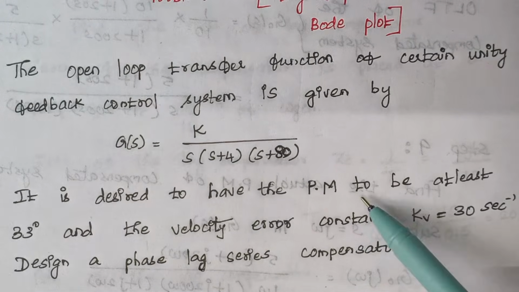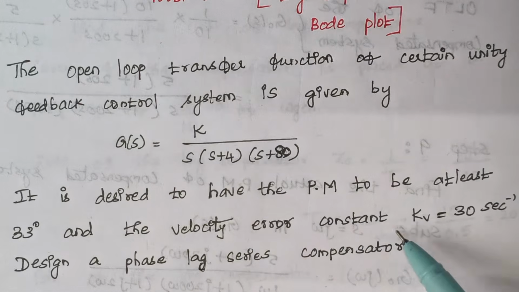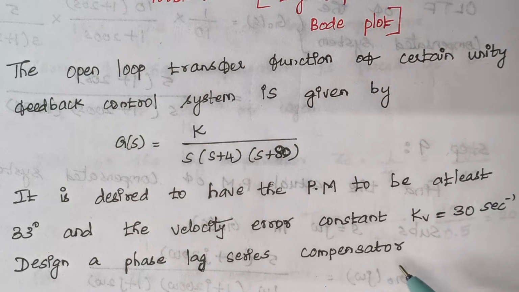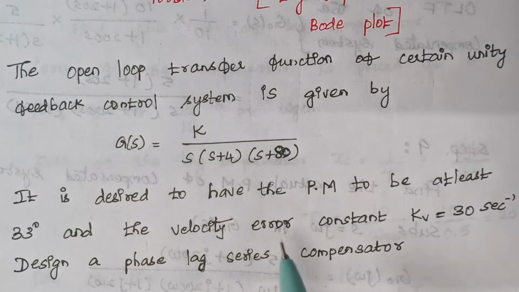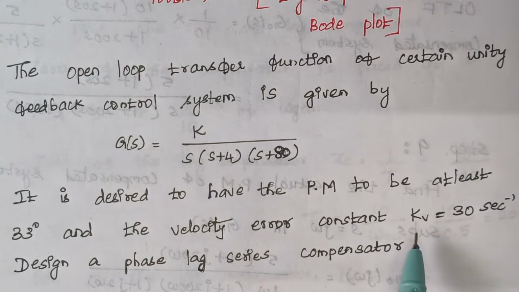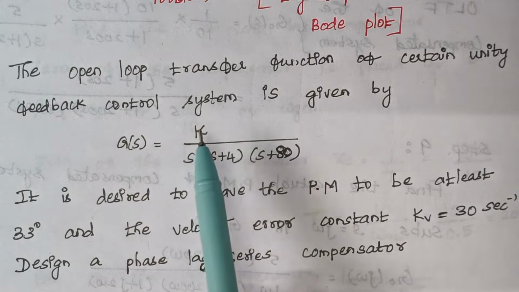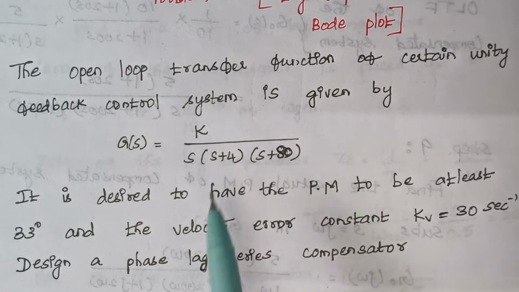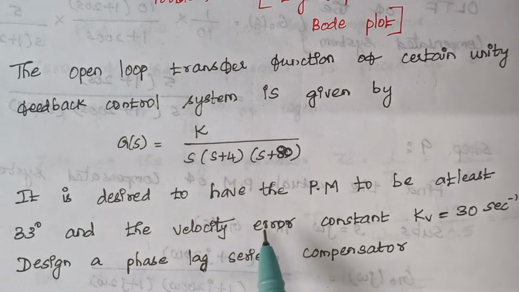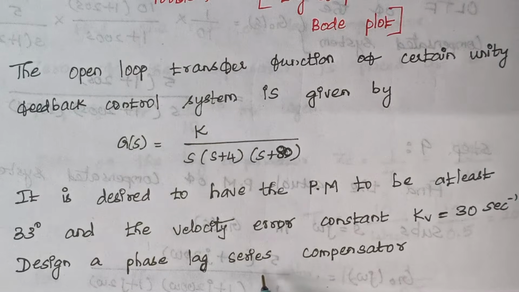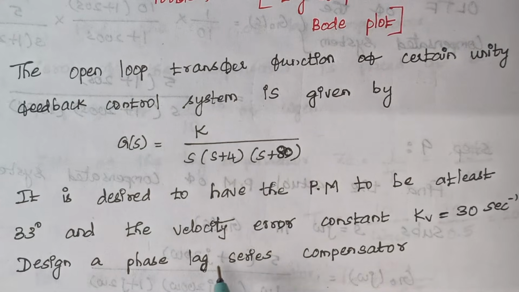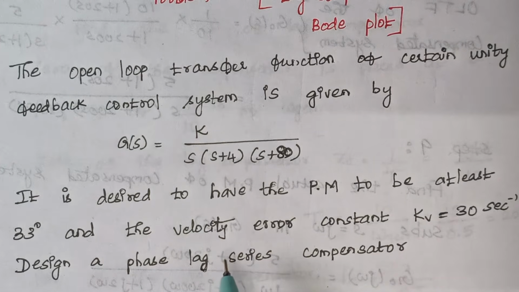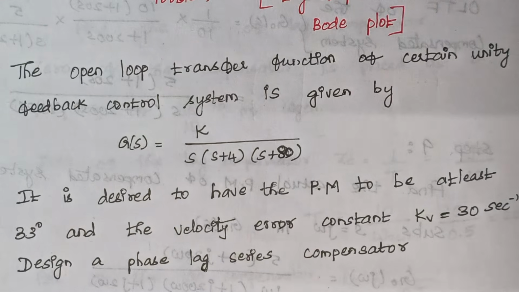And here an additional information, that is velocity error constant, is given. What is the purpose of having this velocity error constant is, with the help of this value we should find the value of k here, right? So if there is a need, then we should design a phase lag compensator. If this transfer function gives the phase margin of 33 degrees, no need to go for compensation, or else we should do the compensation, right?